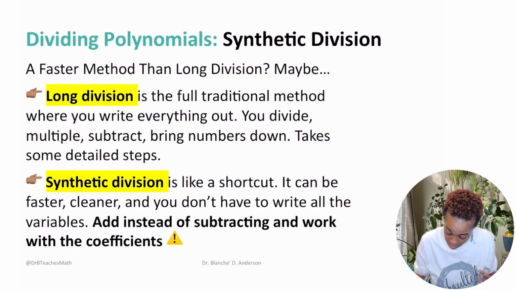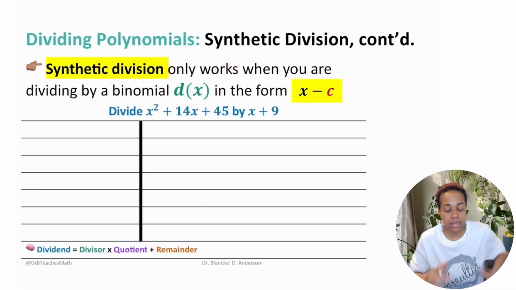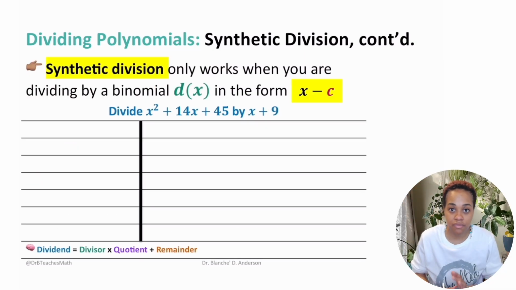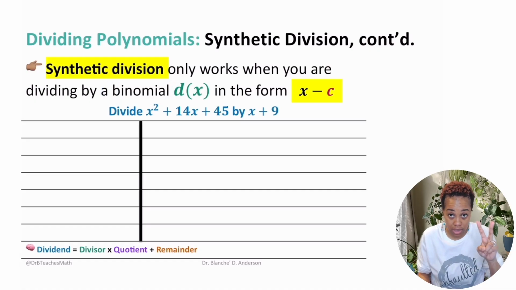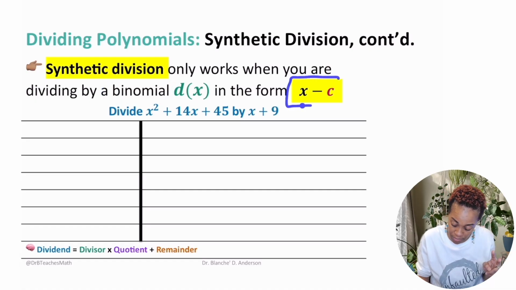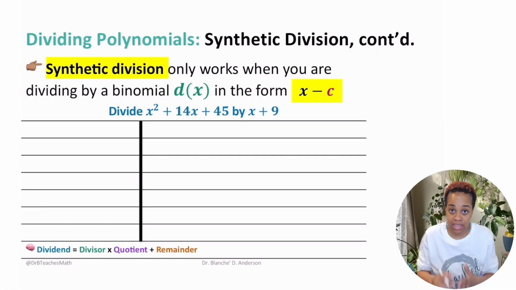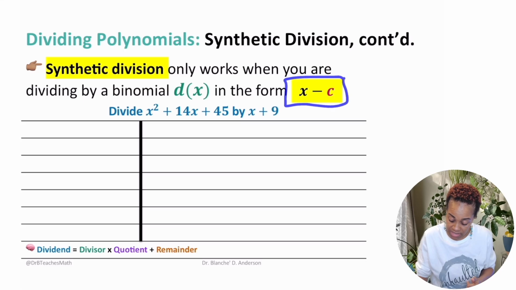Okay, so I'm going to show you, but there is a catch to it. And this is the part that sometimes students can get confused on, but I'm trying to make it as simple as possible. So you can only use synthetic division when your divisor is a binomial. Remember, a binomial has two terms. It has to be in this form, x minus c. If it's in this form, x minus c, then you can do synthetic division.